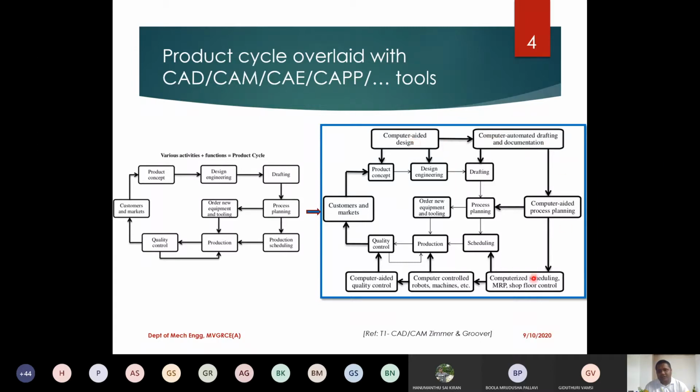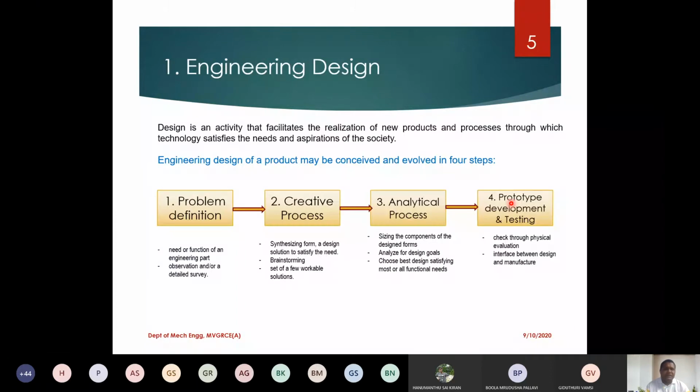So all the outer parts are computer aided works, computer aided technologies, which are helping to complete these functionalities within the workflow. Okay. And coming to engineering design, try to understand and remember the term as well, engineering design.